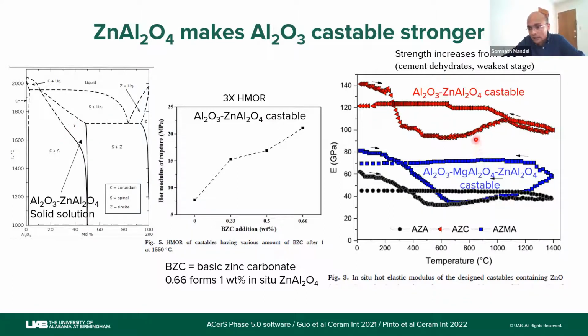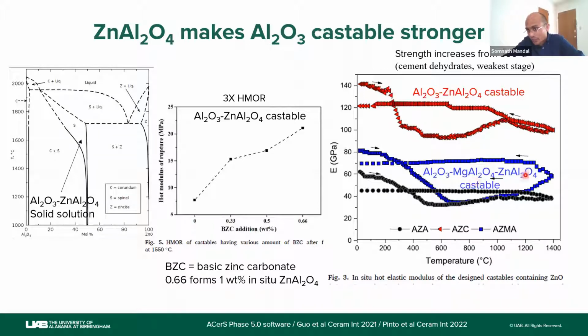Not only that, you see that these are hot elastic modulus measurements, and this is alumina zinc aluminate castable. You see that at 800 degrees C, the strength is increasing, and this is very important because in this temperature zone, the castable is very weak. All its cement has dehydrated. There is no bonding phase, and that's when, if this intermediate temperature strength increases, then it's a really good thing. So zinc aluminate makes castable stronger.